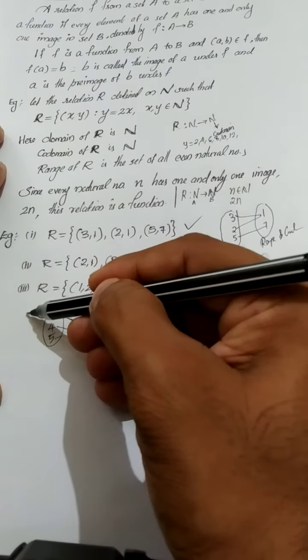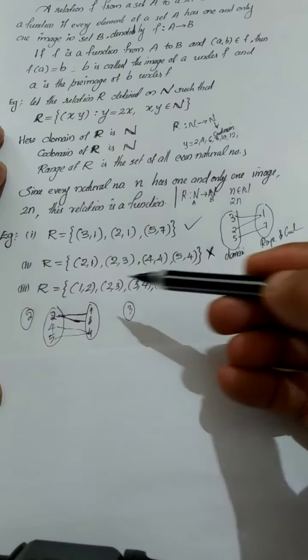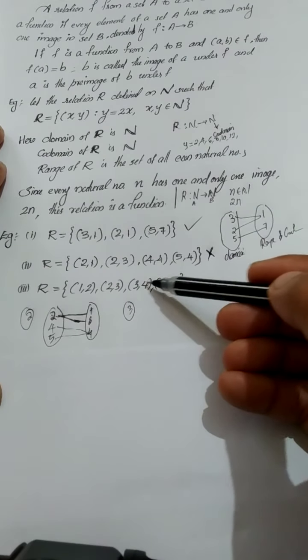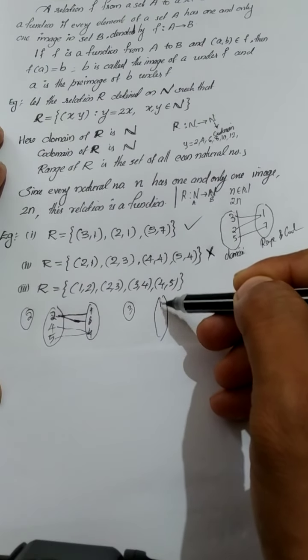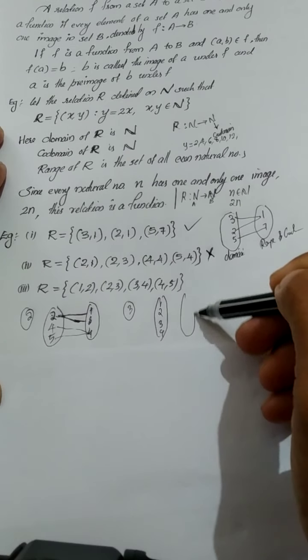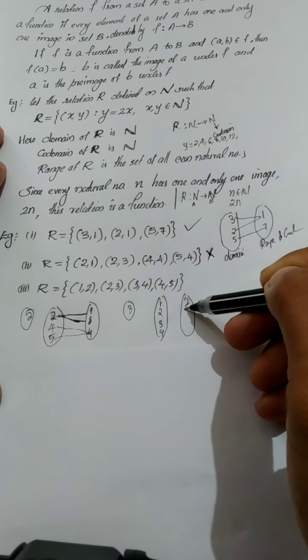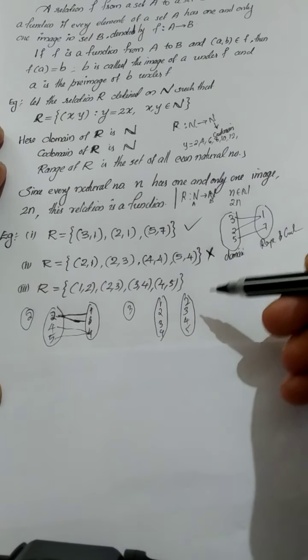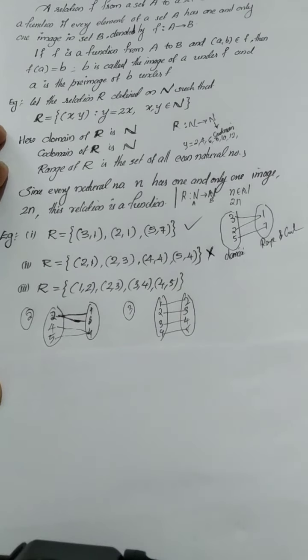Look at the third one. {(1,2), (2,3), (3,4), (4,5)}. So what is the domain? 1, 2, 3, 4. What is the codomain and the range? 2, 3, 4, 5. 1 to 2, 2 to 3, 3 to 4, 4 to 5.